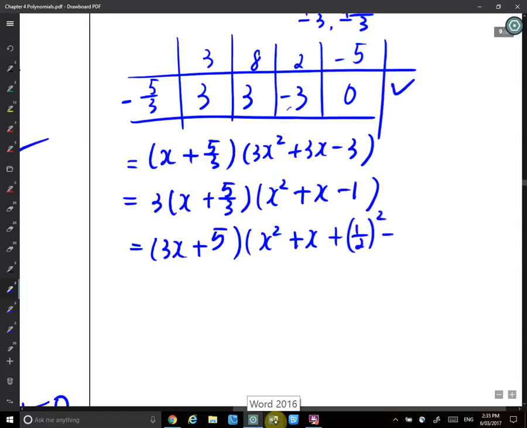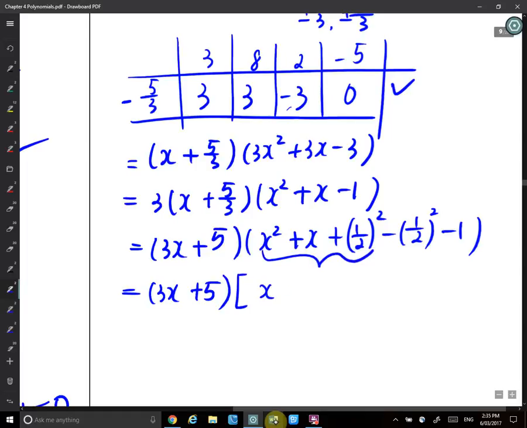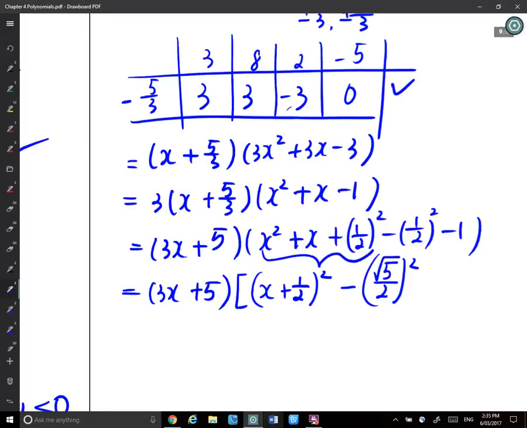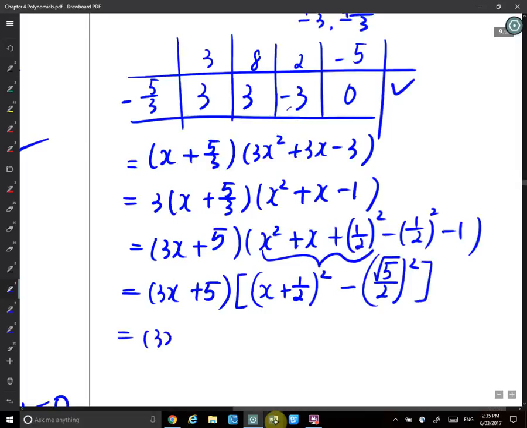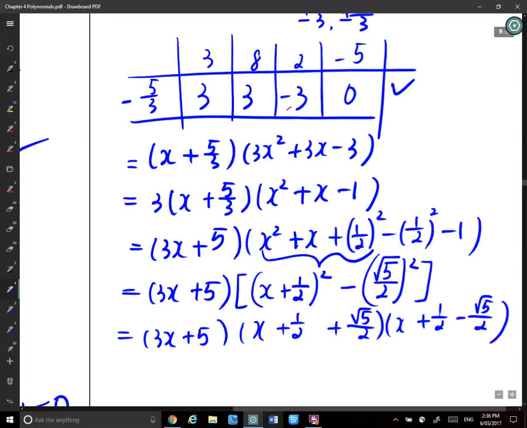I can plus half of the square and subtract half of the square, and still subtract the 1. Have 3x plus 5. Those 3 is x plus a half squared minus a quarter minus 1 is minus 5 on 4, so square root 5 on 2 squared. And we have 3x plus 5, x plus a half plus root 5 over 2, x plus a half minus root 5 over 2, and that's it.